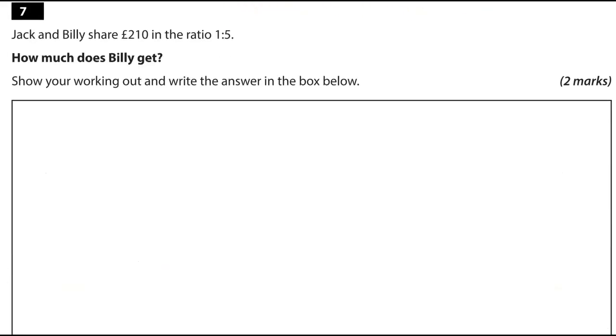Jack and Billy share £210 in the ratio 1 to 5. How much does Billy get? Show your working out and write the answer in the box below. So the ratio is 1 to 5. 1 is for Jack and 5 is for Billy. Altogether, that is 6 units. 1 and 5 makes 6 in total.